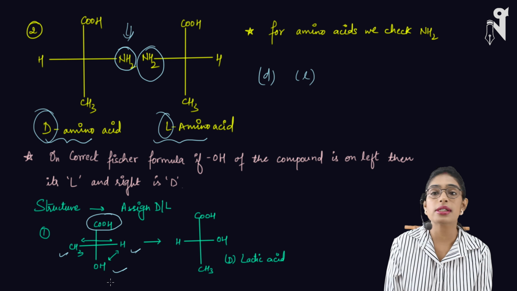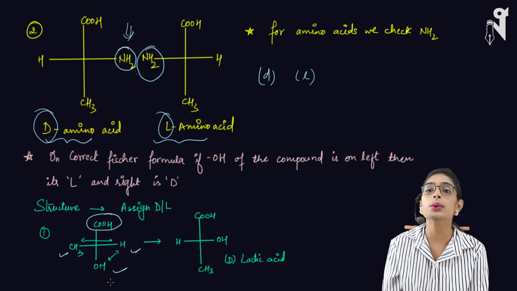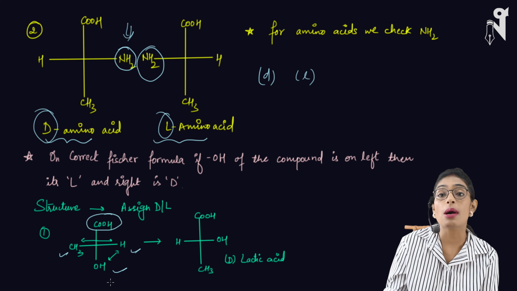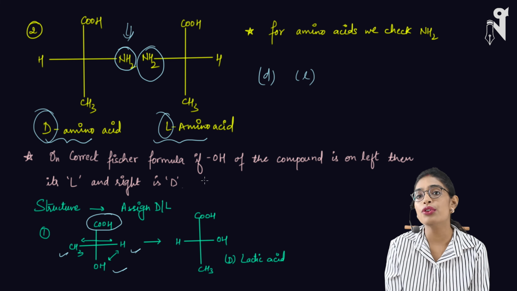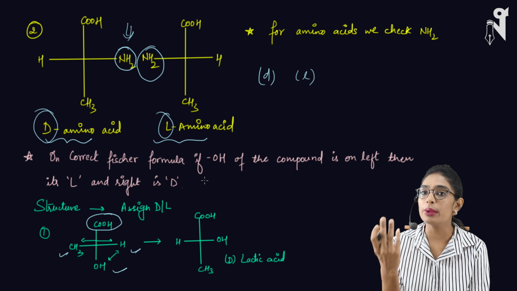I don't think it is, because all the carbons are not on the vertical line. So I have to do a double switch so that the configuration doesn't change, and then I'll make a new Fisher projection and then I will assign D and L. Otherwise, the configuration will also be wrong.